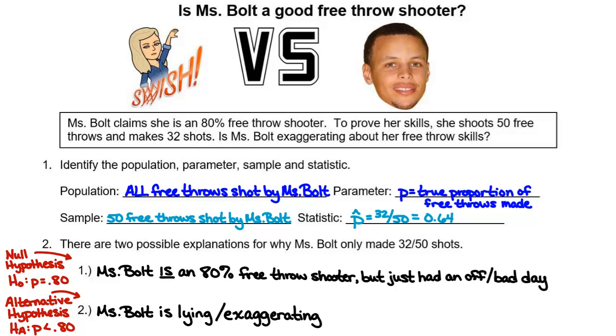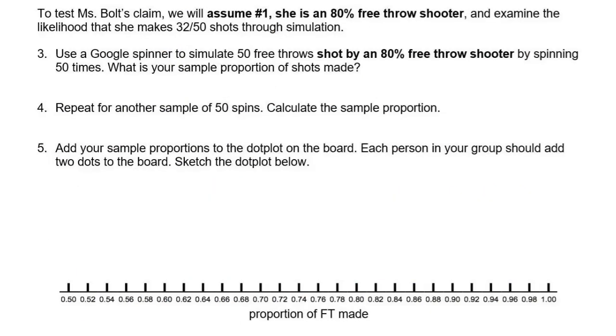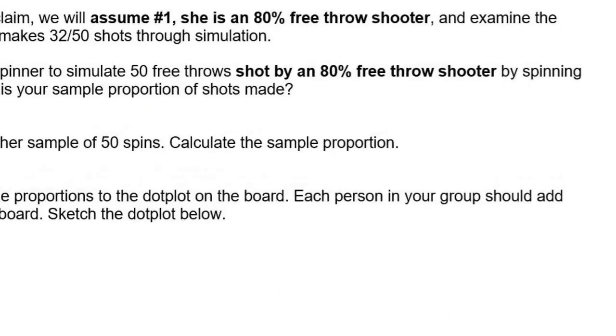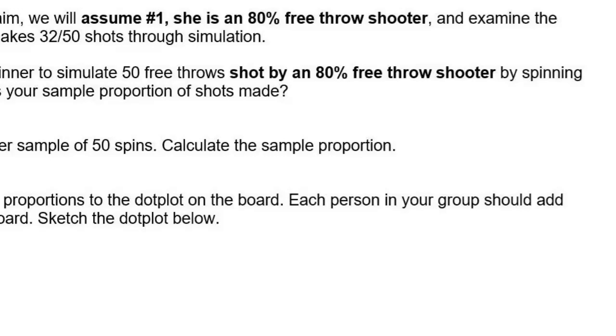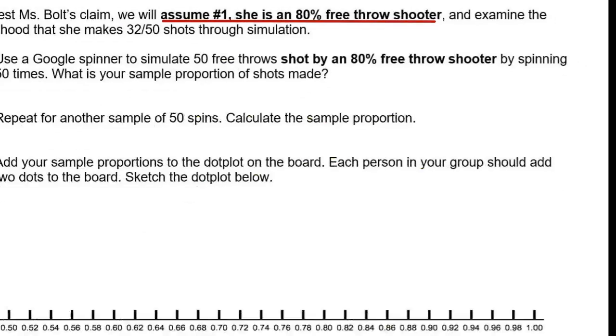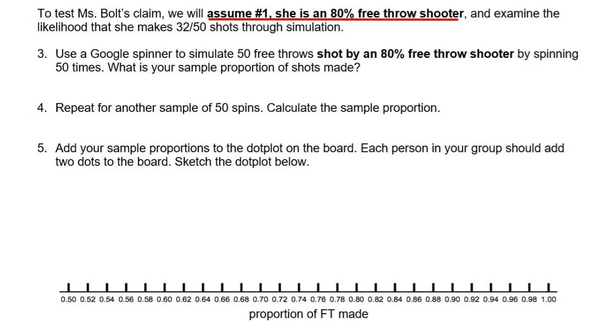So my alternative hypothesis is that I'm exaggerating. If I'm exaggerating, then the truth would be that the true proportion is actually less than 80%, right? I'm blowing my skills out of proportion here. So we have our null hypothesis and our alternative hypothesis. Like I said a moment ago, we are assuming that first option. We're going to assume that I'm actually an 80% free throw shooter. We're going to examine the likelihood that it was just bad luck, that I just had an off day.